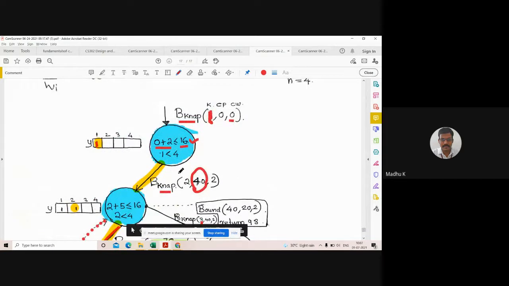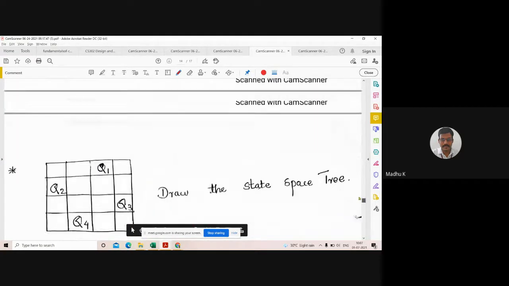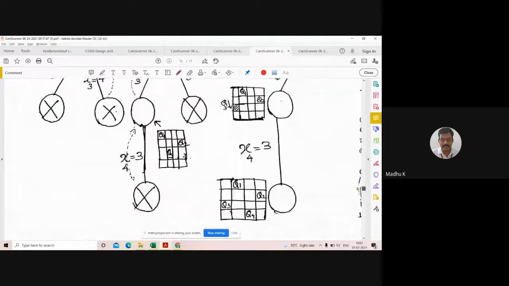In this type of problem, at a state, there are several choices. We will guess one choice and we will proceed to get a solution. Okay. Try to understand that concept. This problem, knapsack problem, and this problem, N-Queens problem.